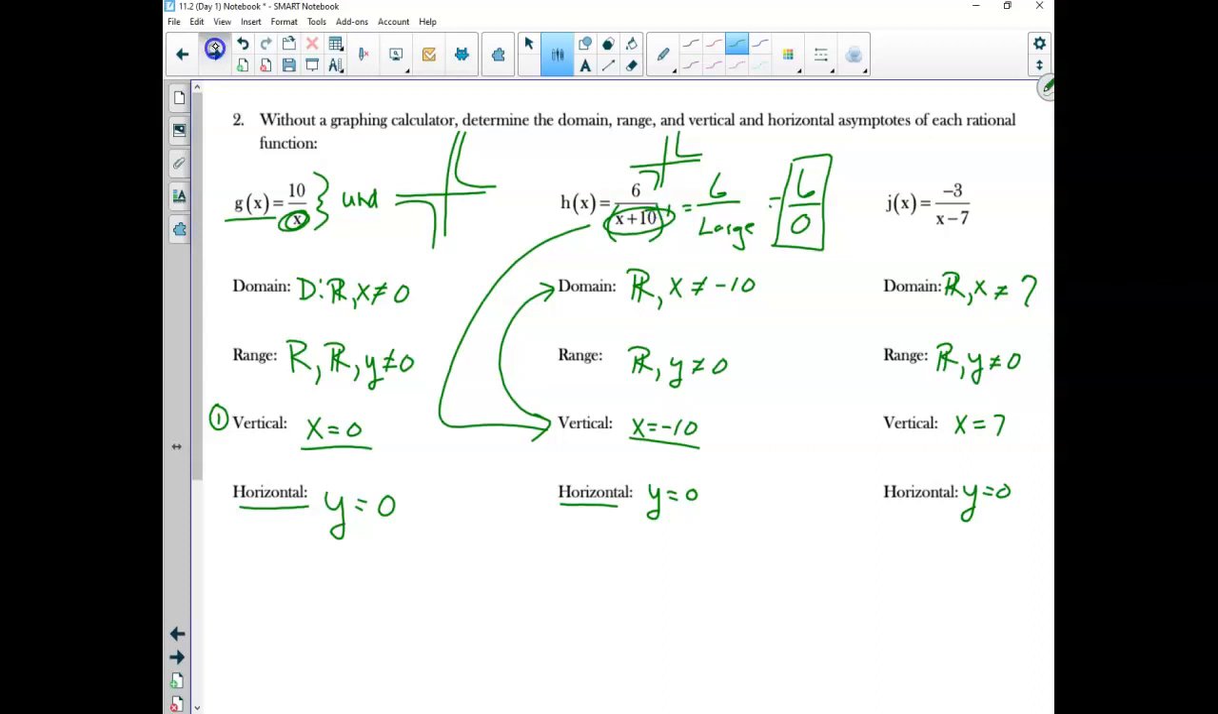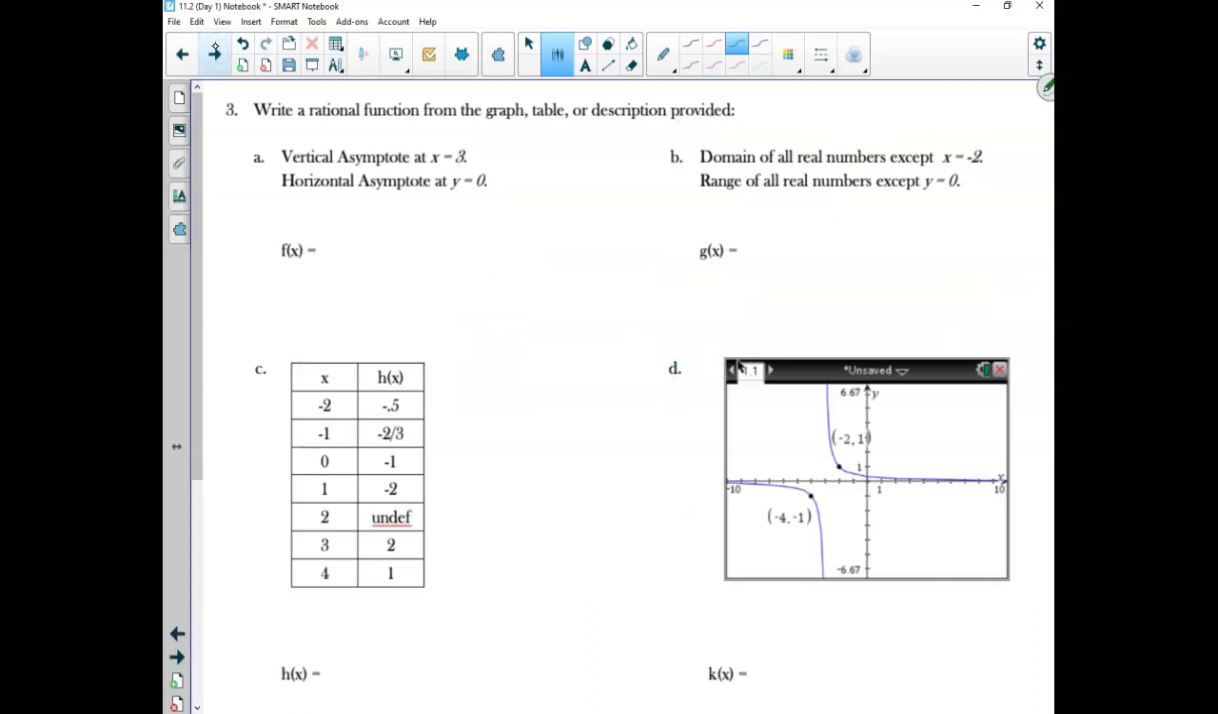And then the last thing we're going to do here is write a rational function from the table or description provided. Well, hey, if I have a vertical asymptote at x equals 3, that means I am undefined at x equals 3. That means I'm dividing by 0 when x is 3. Well, how would I divide by 0? Well, if I have x minus 3 in the bottom, I'm going to divide by 0 if I put a 3 in there, right? And if I have a horizontal asymptote at y equals 0, that means as I plug a very large number in for x, my fraction's value is going to go to 0.